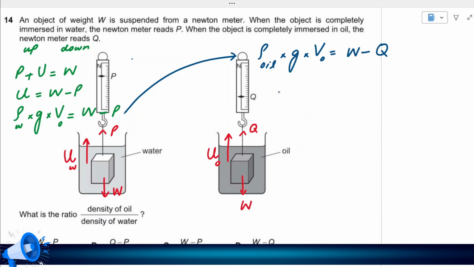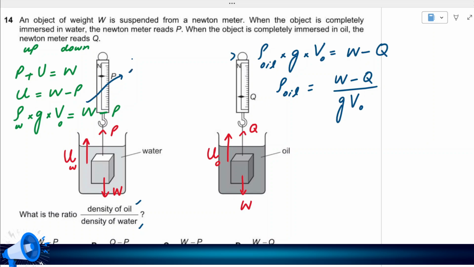I'm going to make density of oil the subject here because we need to find the ratio of density of oil and density of water. So if I make density of oil the subject, it would be W minus Q divided by g V naught. Likewise, if you make density of water the subject here, it would be W minus P divided by g V naught.